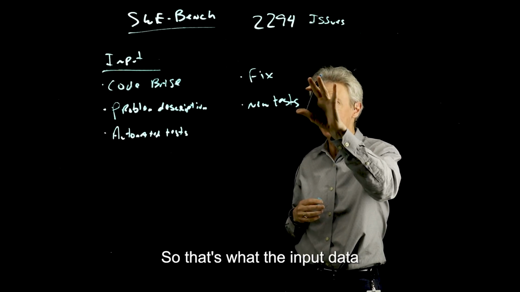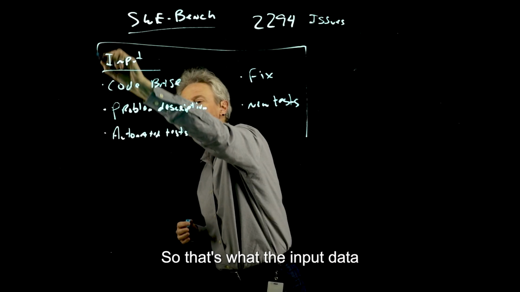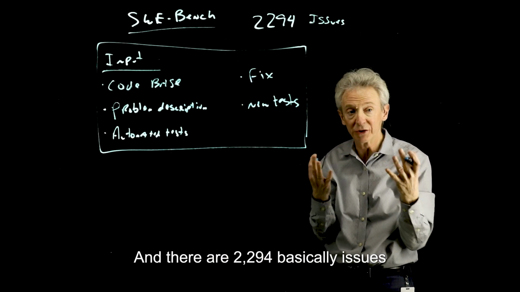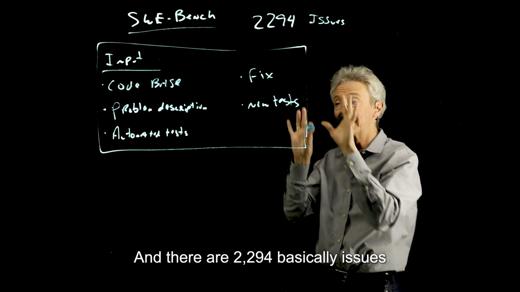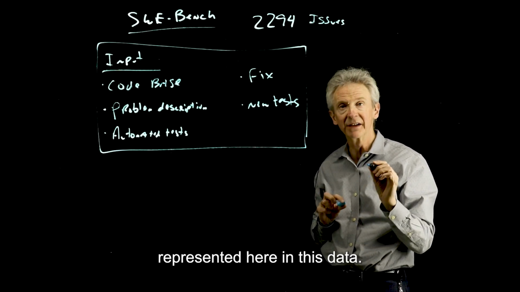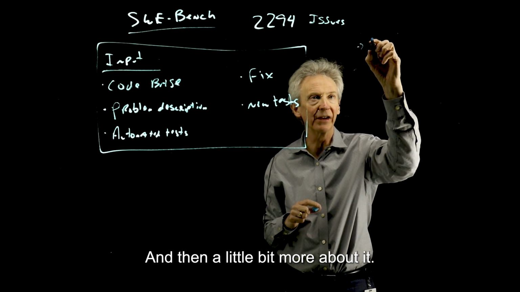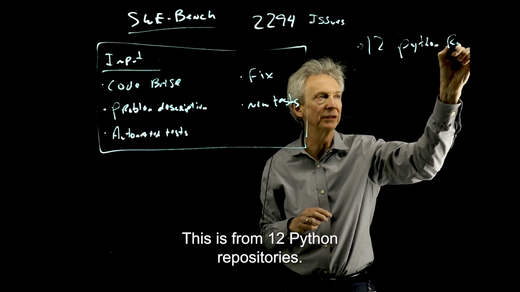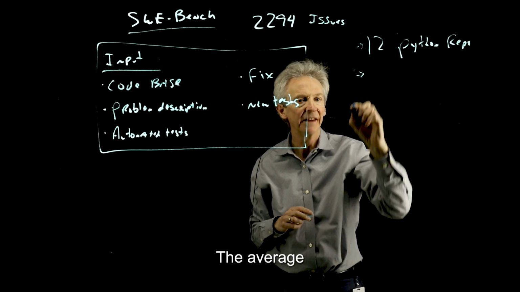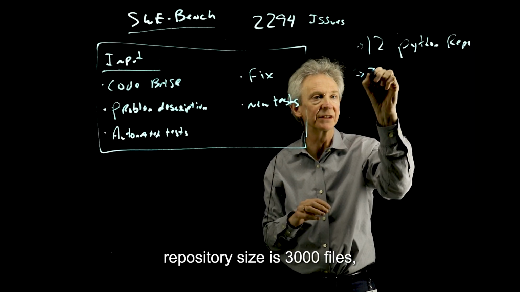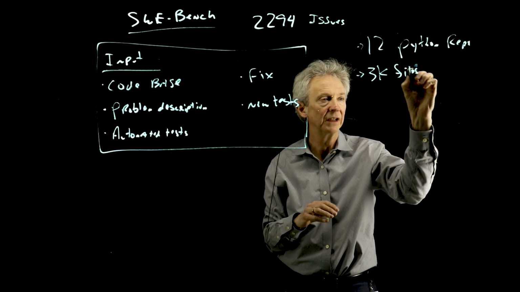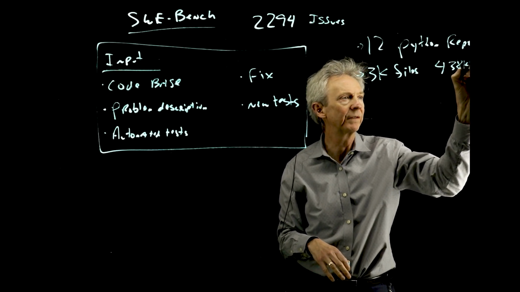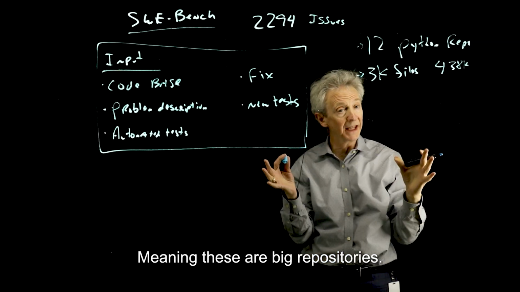Okay, so that's what the input data set is for Software Engineering Bench, and there are 2,294 issues represented here in this data. And then a little bit more about it. This is from 12 Python repositories. The average repository size is 3,000 files and 438,000 lines of code. Okay, meaning these are big repositories.